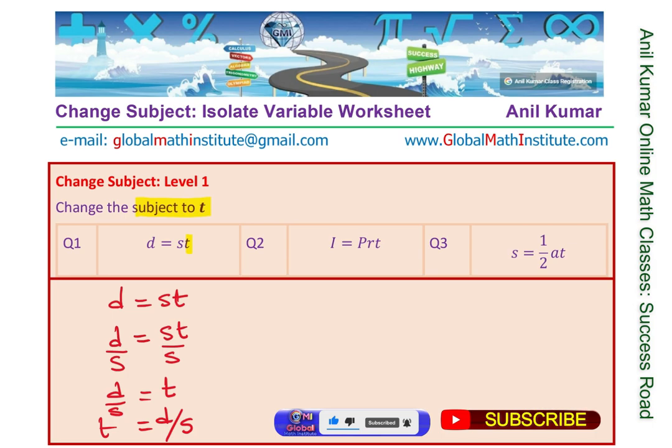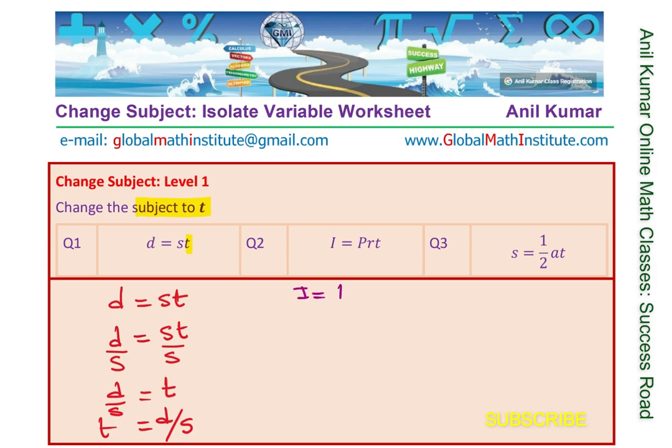Now let's take the next example, which is interest I equals PRT. We need to isolate t. So basically, we are going to divide by the coefficient of t, which is P and R, on both sides. When you do the operation on both sides, you are not really changing the equation, right? So PR and PR cancel from the right hand side, and therefore we can write I over PR equals t, or t equals I over PR. Makes sense? So that is what it is.